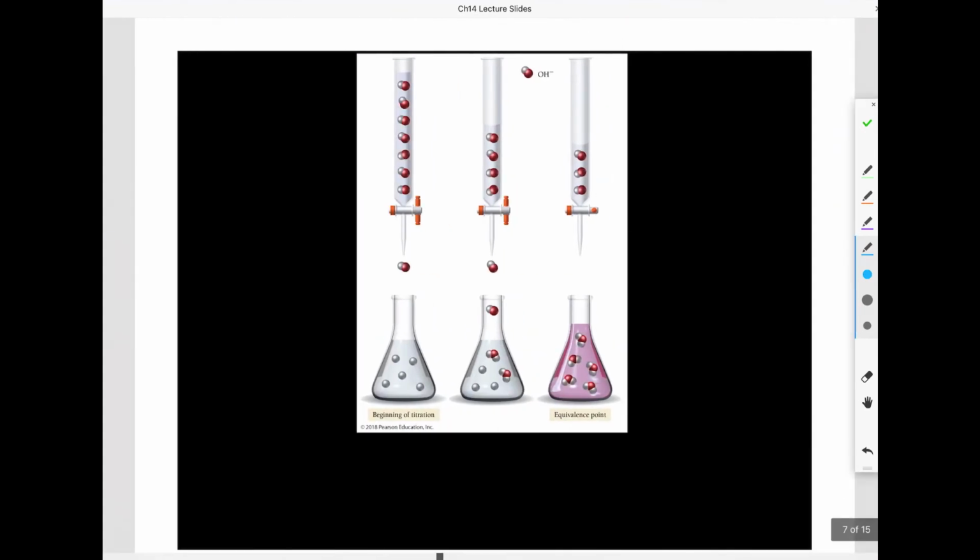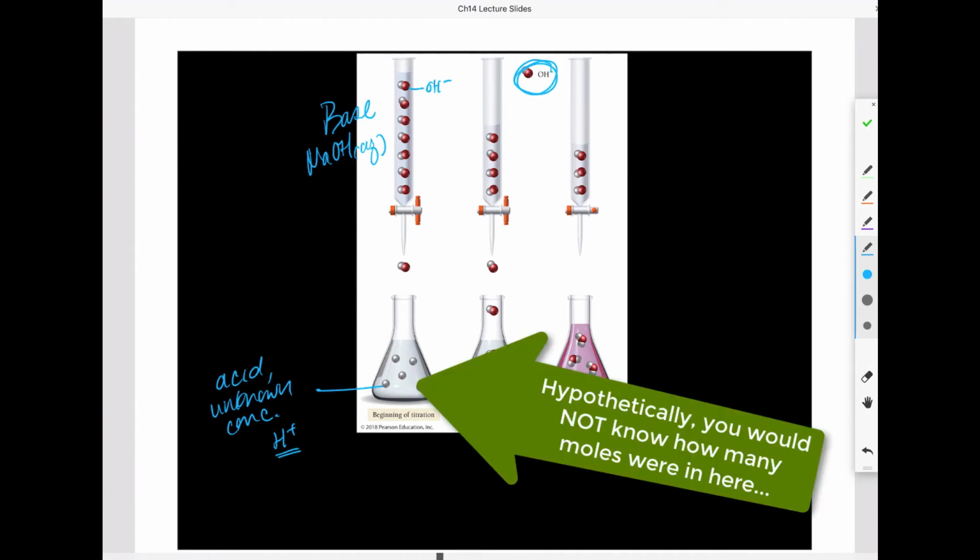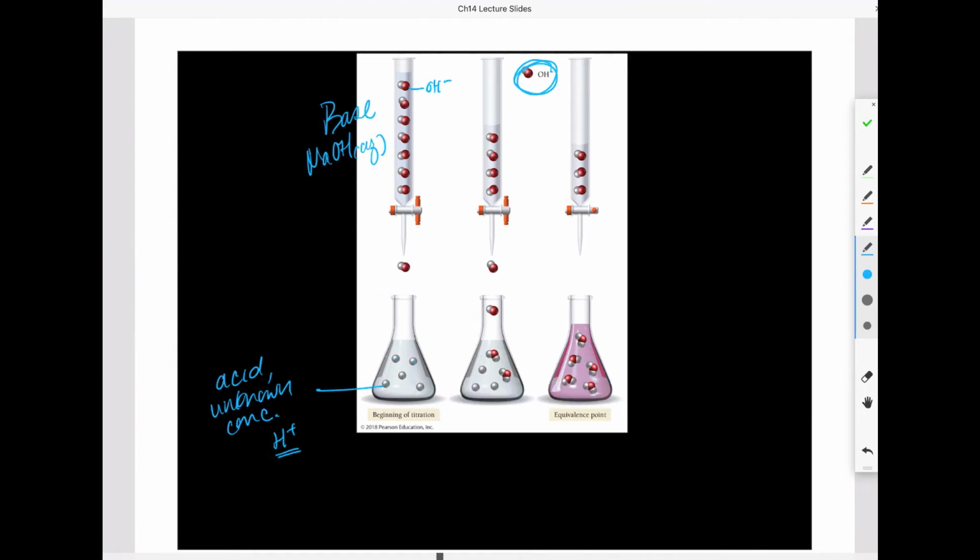All right, looking at it a different way, a couple of things to think about in terms of species. Up here, we have our base. In this case, this would be a sample of aqueous NaOH, where the key component is actually the hydroxide ion. Down here, we have our unknown acid, unknown concentration. Those little gray dots just symbolize the H+, because that's the only part that actually matters. So if we look here, we have 1, 2, 3, 4, 5 acids. We could say 5 moles of acid, 5 molecules of acid, 5 ions, whatever you want to talk about.